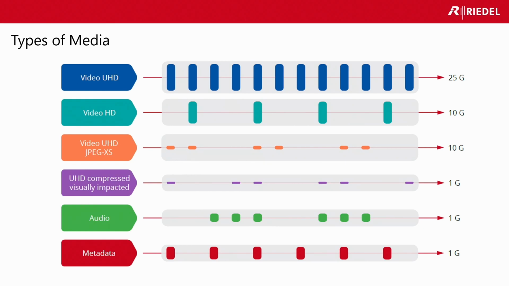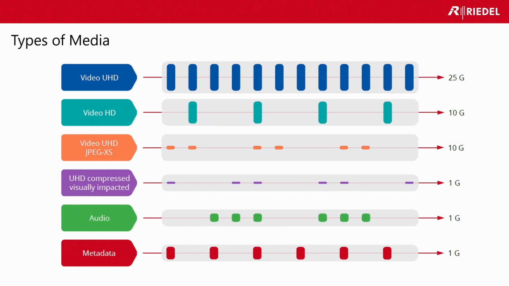But this is not always true. If you start with HD first, then you don't need this big pipe that you will pay for, so you will probably pick the 10 gig. Same if you compress with JPEG XS, which is really popular. If you compress your UHD with JPEG XS, you can have a ratio of 10 to 1, so instead of 10.7 gig, it will become 1.07 gig. So again, you can pick a smaller pipe, and so on.